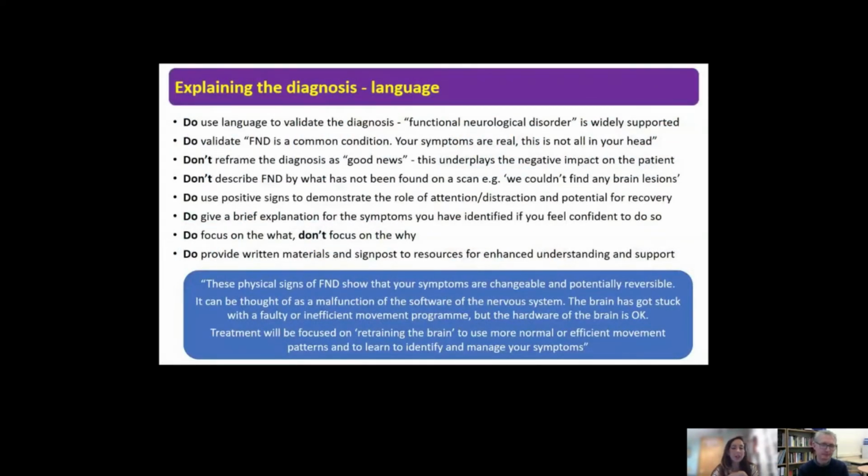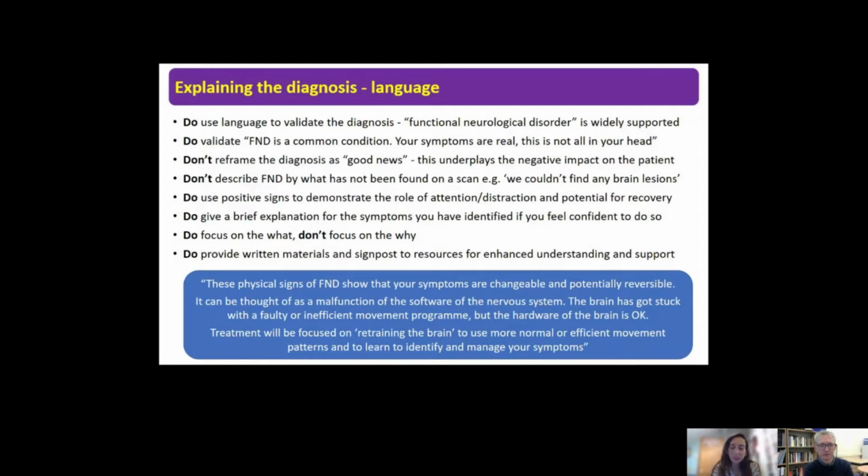So explaining the diagnosis, I really think, is one of the best tools in our treatment kit. Using language to validate the diagnosis, use the right language, functional neurological disorder. Validate, FND is common, the symptoms are real, it's not all in your head. Don't reframe the diagnosis as good news, you know, great, it's just FND. It underplays the negative impact on the patient, and it really diminishes the level of disability that the patients experience. Don't describe FND by what's not being found.